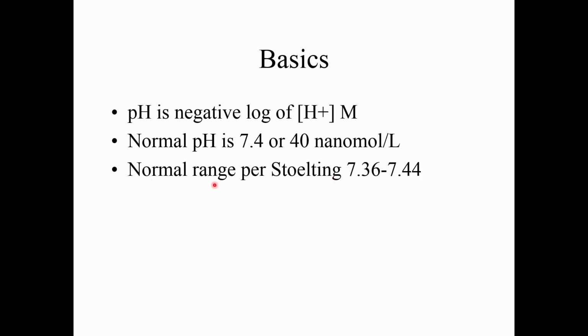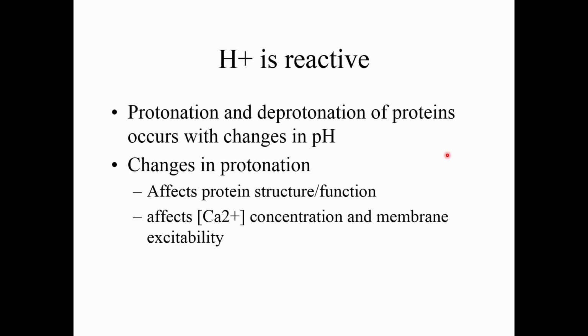The normal range per the textbook Stolting is 7.36 to 7.44. We've discussed in class how others set the range as 7.35 to 7.45. The bottom line is that there's a very narrow range for a healthy hydrogen ion concentration. The reason for that is hydrogen ion is extremely reactive. It'll react with proteins much sooner than a calcium ion or a sodium ion or a potassium ion will.